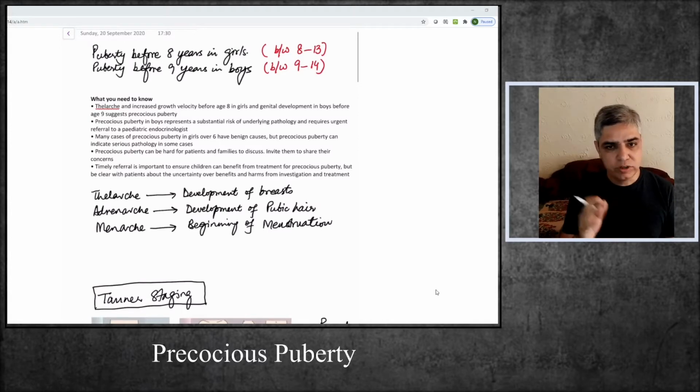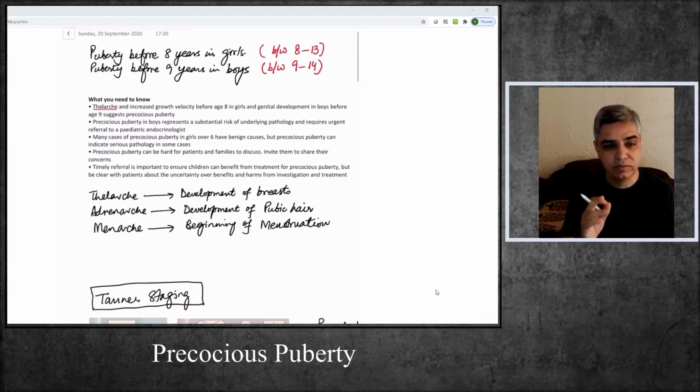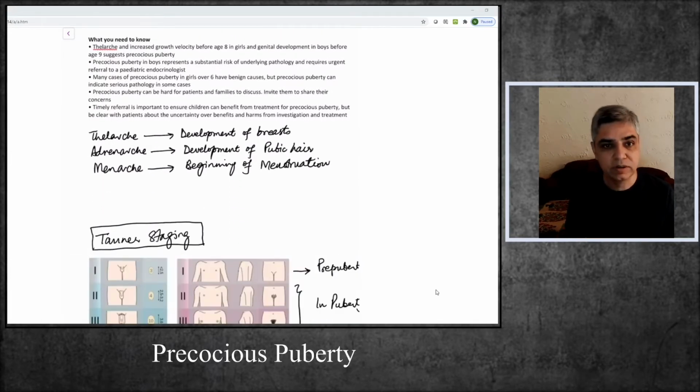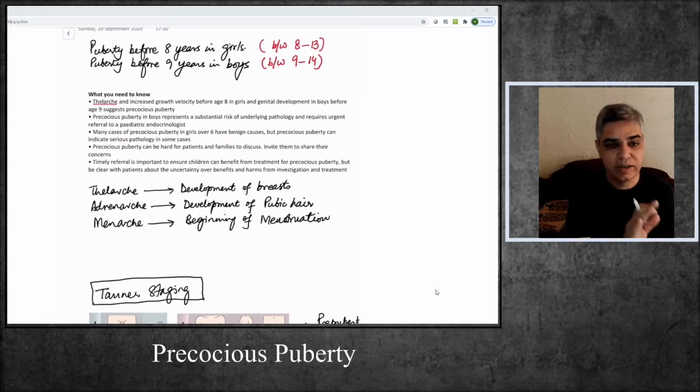So again, 2-3 definitions that you should always keep in mind, and should be very clear about. As I said earlier, the definition of precocious puberty is that if the child has signs of secondary sexual development in a girl before 8 years or 9 years in boys, that is precocious puberty. And there are a few other definitions which you should understand: thelarche, adrenarche, and menarche. Some also call them thelarchy, adrenarchy, and menarchy. It doesn't matter how you pronounce these terms, you should understand what they mean.